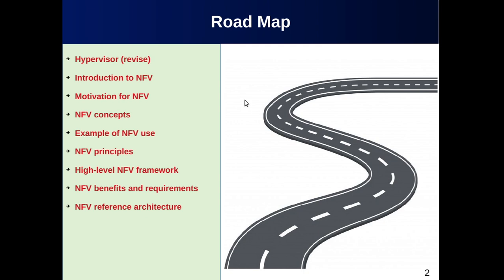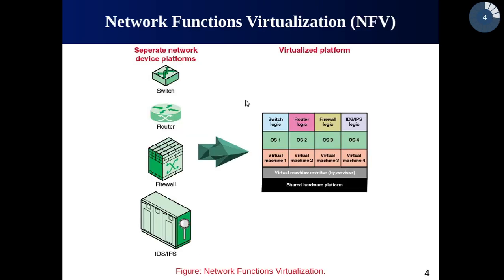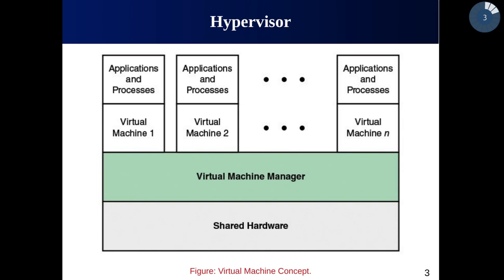A roadmap for this lecture is shown on the slide. We are going to revise some concepts, and one of the basic concepts is the hypervisor. After that, we are going to introduce NFV, the motivation behind NFV, the concepts related to NFV, and an example. And after that, we are going to go deeper and explore the framework and architecture for NFV along with the benefits and requirements. First, let us revise the concept of hypervisor.